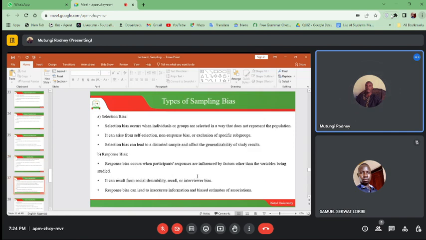And the types of this include selection bias, in which individuals or groups are selected in a way that does not represent the population. It can arise from self-selection. In this case, the respondents or participants in your study select themselves. And this, of course, can lead to sampling bias, because when they select themselves, there is that chance, like I was saying, of selecting friends or people with the same characteristics and leaving out the other people who are also needed to form that representativeness of the entire population.